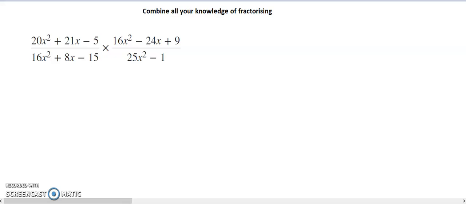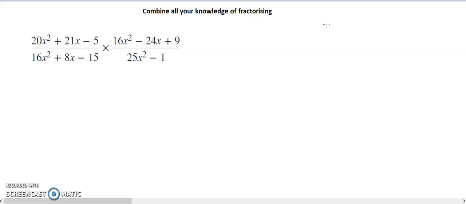So today we are going to be combining all of our understanding of factorising with this equation. So when I get a question like this, I'm always going to think about doing small steps at once because I don't want it to be overwhelming. So to start off, I'm going to look at my 25x squared minus 1.